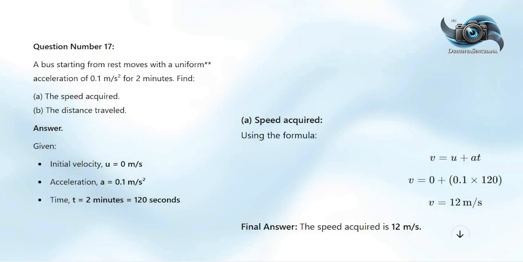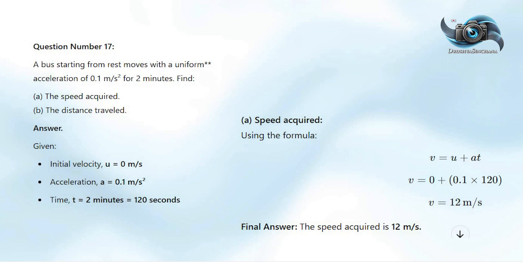Question number 17. A bus starting from rest moves with a uniform acceleration of 0.1 meters per second squared for 2 minutes. Find A. The speed acquired. B. The distance travelled. Answer. Given. Initial velocity equals 0 meters per second. Acceleration equals 0.1 meters per second squared. Time equals 2 minutes, which is 120 seconds.